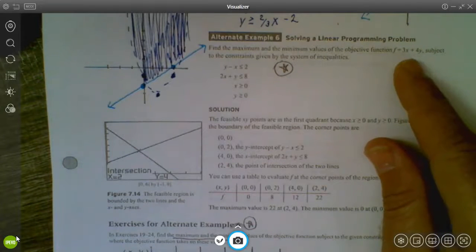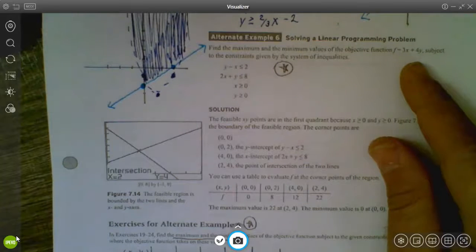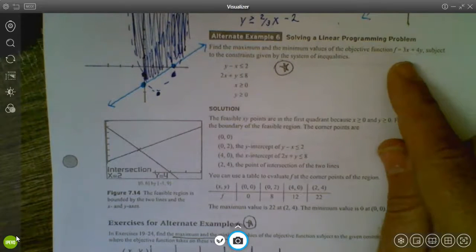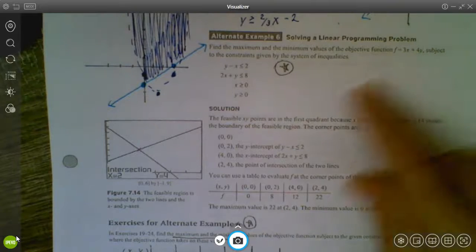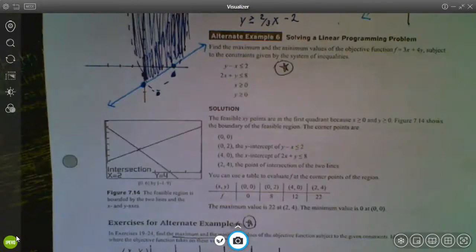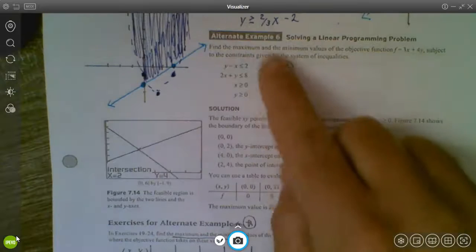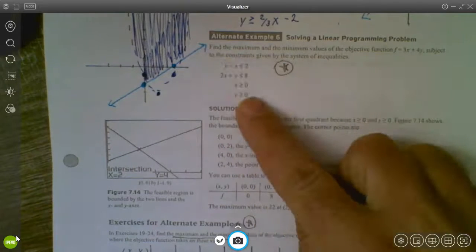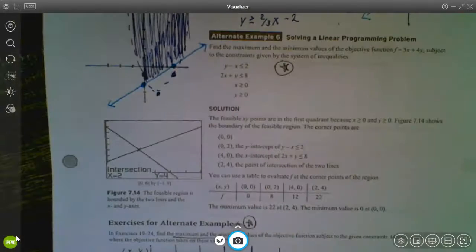However, they're saying this is not unlimited. There are some constraints to it. And so they're saying that within this little function, there are some general constraints given by these four inequalities right here. So these are limitations or constraints around this function right here.